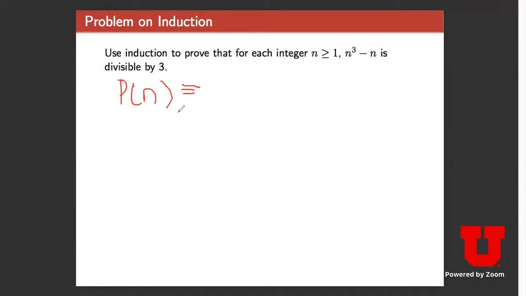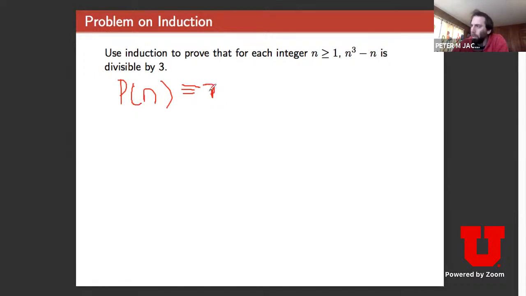Is it just n cubed minus n is divisible by 3? Exactly, yes. And then we're just going to write that concisely, which is that 3 divides n cubed minus n, which is exactly what you just said. I'm just using symbols that allow me to write it without as much writing. So now we need to show that this is true for P of 1, P of 2, P of 3, P of 4, P of 5, and so on.